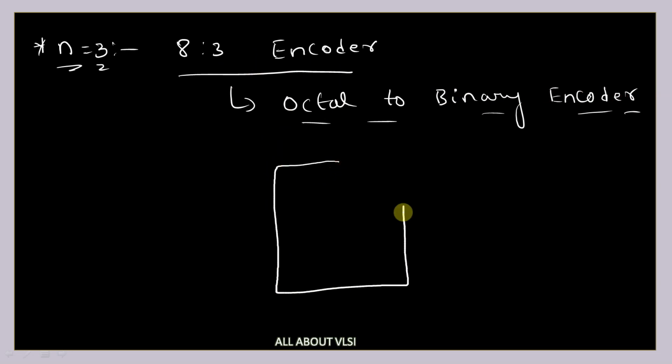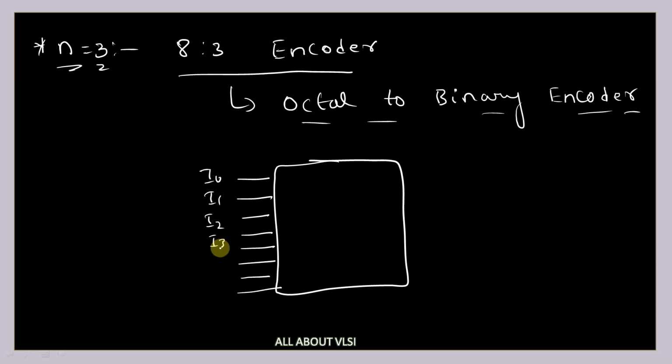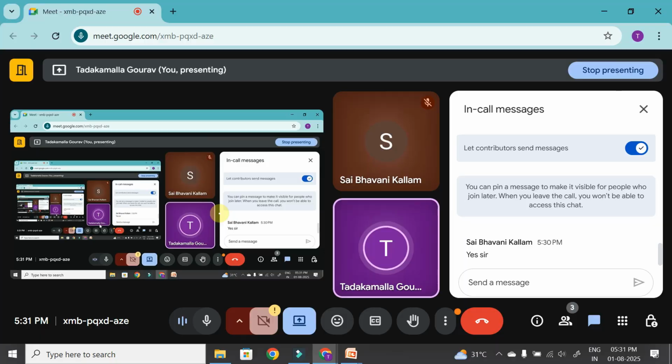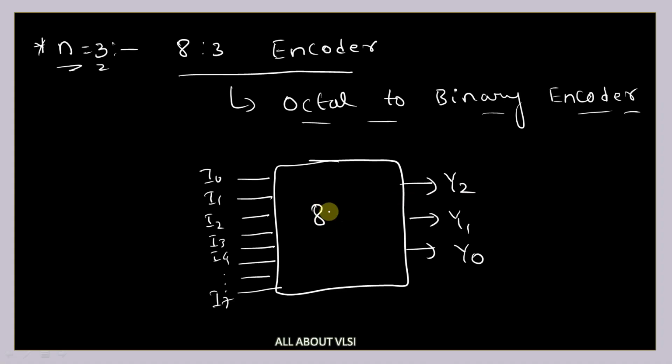So this is your 8:3 encoder, which will have 8 inputs, 1 2 3 4 5 6 7 8, I0, I1, I2, I3, I4 to I7. And you will have 3 outputs, that is Y2, Y1 and Y0. You can remember encoders as a small child's toy. He doesn't know the binary equivalent of this octal number.